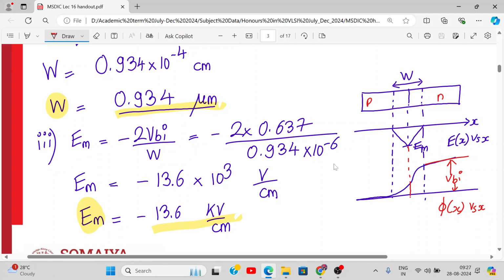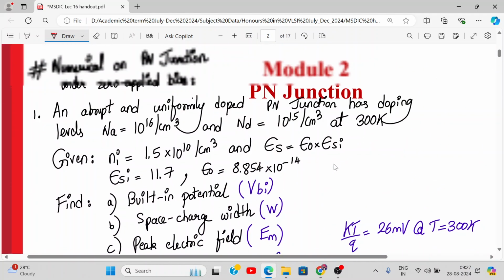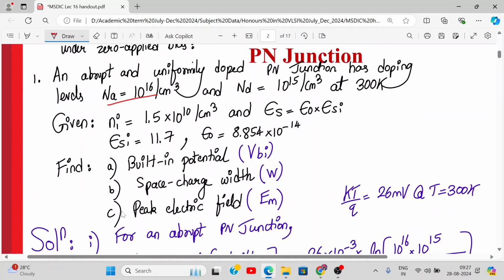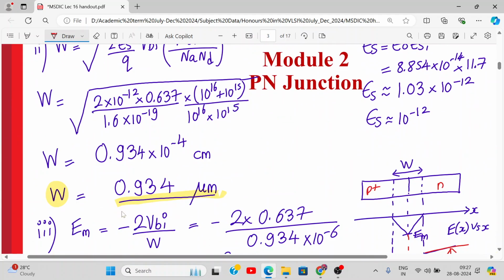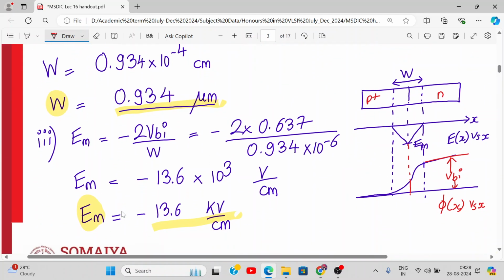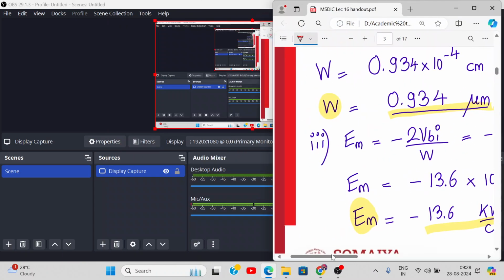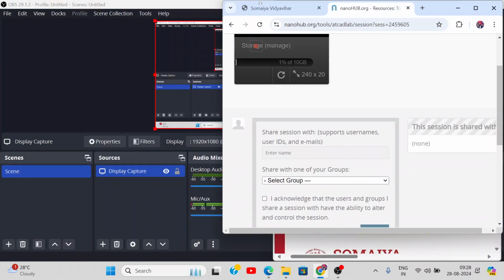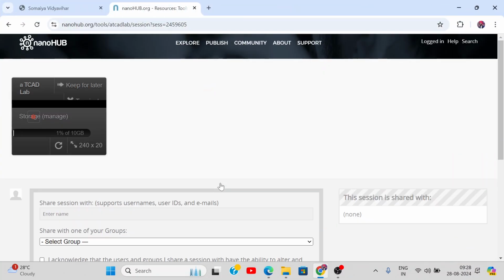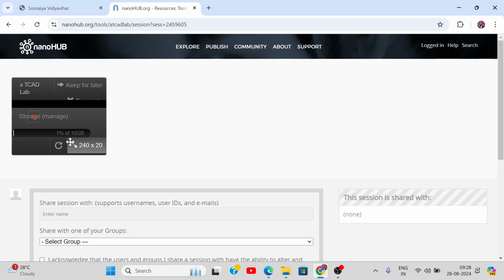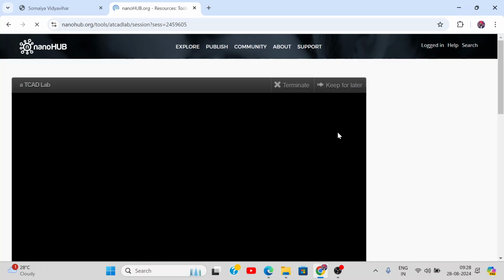Alright. Actually, it's a P plus N junction. Why? Because the doping of Na is greater compared to Nd. So it's a P plus N junction. Now let's check this out in NanoHub whether the values are matching or not. So I opened one terminal and kept it. Let us check this out. We'll put the same values and check whether we are getting a similar answer or not.